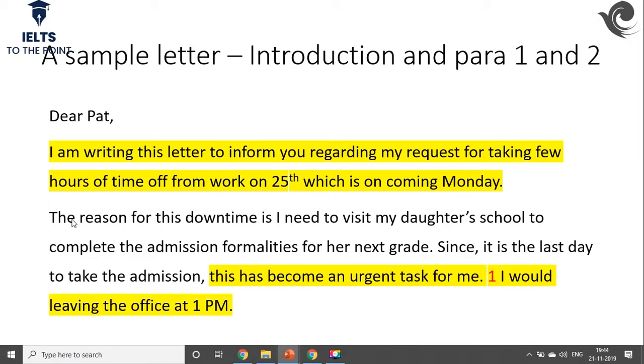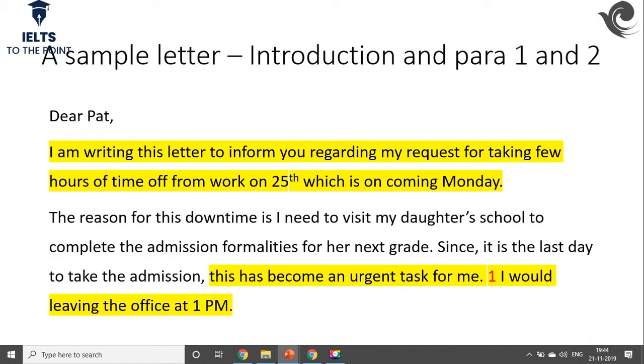Writing it over here is a bit of an issue. Why is it an issue? You have just said that I need some time off work on 25th. And when you put this particular sentence at the beginning of the paragraph, it would make much more sense if you talk about when exactly you want to leave the office. And then you can clearly, naturally say the reason for this downtime is.